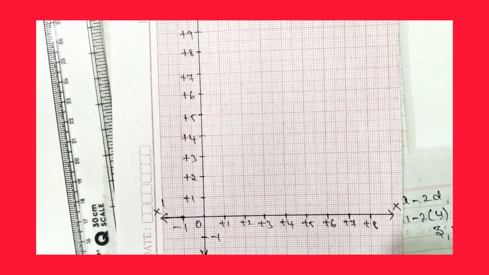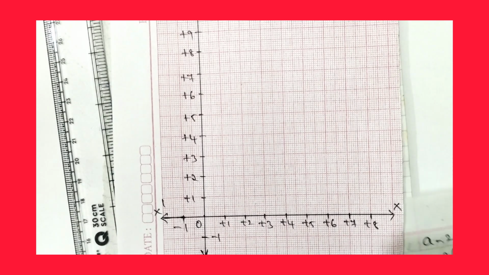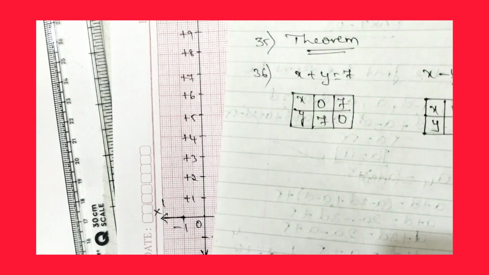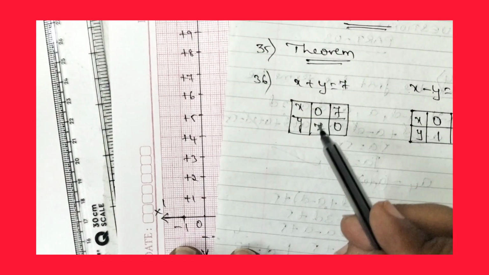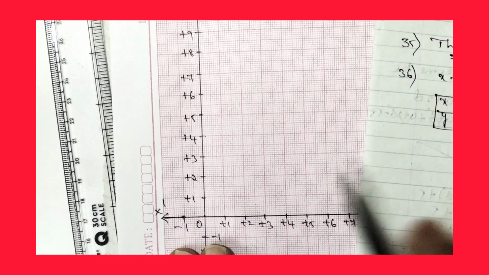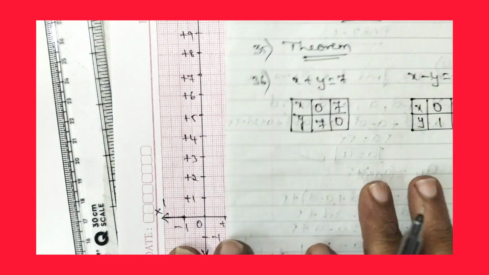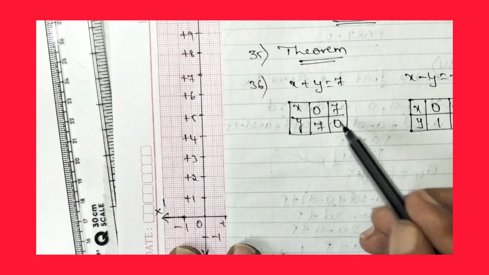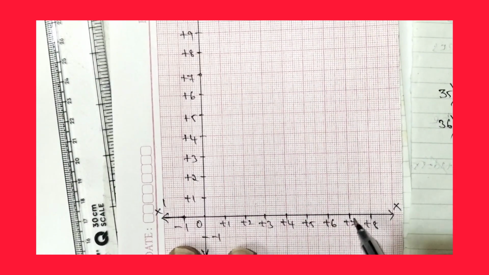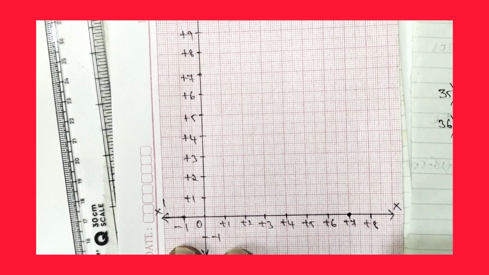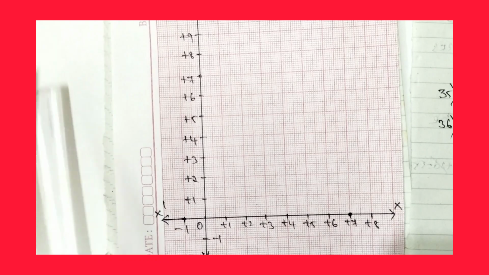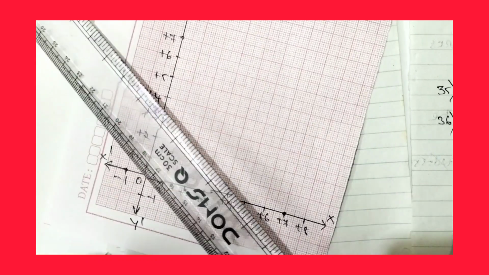So let us plot the linear graph for this one. What they have given: if x is equal to 0, y is equal to 7. X 0, y 7 means at this point. Then x 7, y 0. X 7, y 0, it is this point. So now let us join these 2 points.